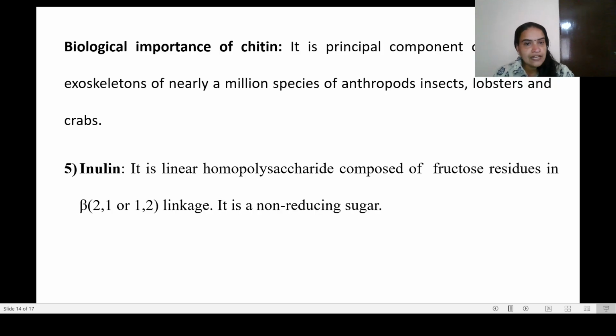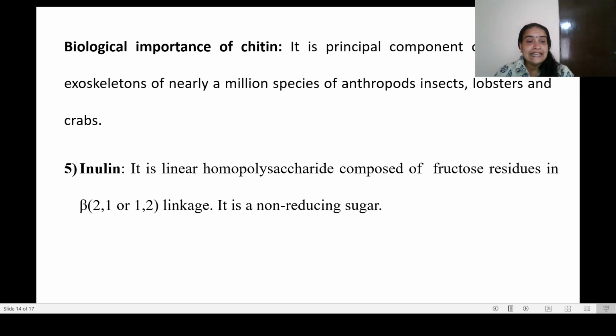Coming to the biological importance of chitin, it is the principal component of the hard exoskeleton of nearly 1 million species of arthropods, insects, lobsters and crabs. So that is about the biological importance of chitin.